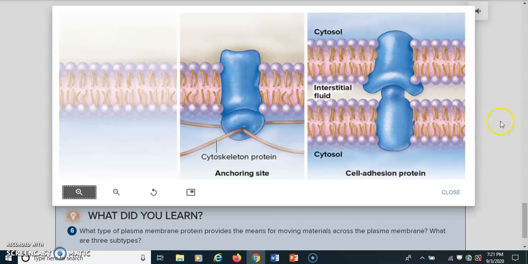two cells together. So if you think about the epithelial tissue we looked at in lab, all those cells were tightly packed together, I should say. And so they were probably connected by these cell adhesion proteins. And so there's cells that need to stay in place and next to each other. And so they will use cell adhesion proteins in their cell membrane to connect one cell to another. So that was the last function of our membrane proteins.